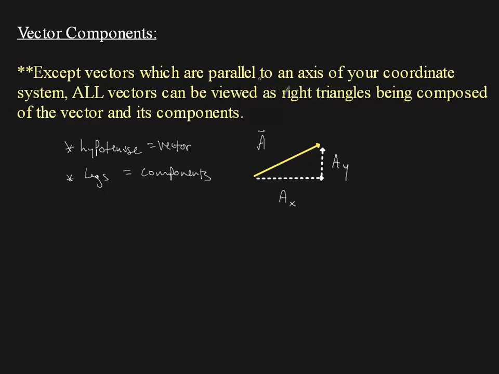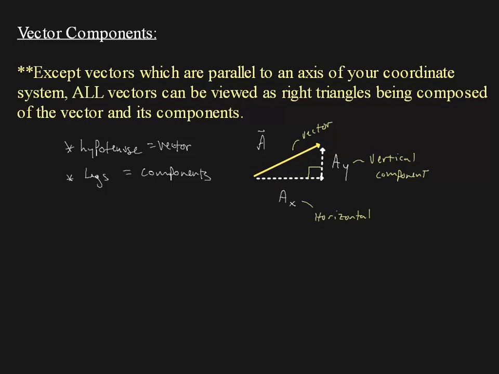So if we just label this diagram very quickly, this is our vector. This is the vertical component, and this is our horizontal component. Very often we'll have vertical and horizontal components for our vectors, but that's not always going to be true. What is always going to be true is that the components of a vector are always at right angles to each other, and they form a right triangle where the vector itself is the hypotenuse. So the longest line in this triangle is always the vector itself.